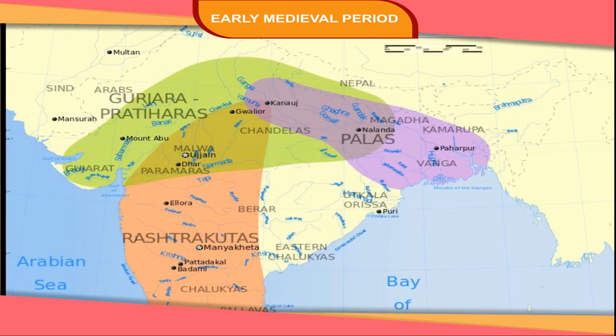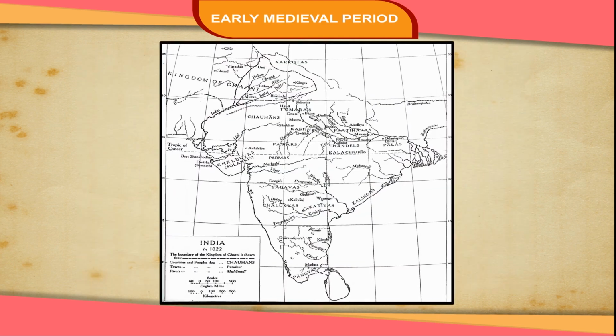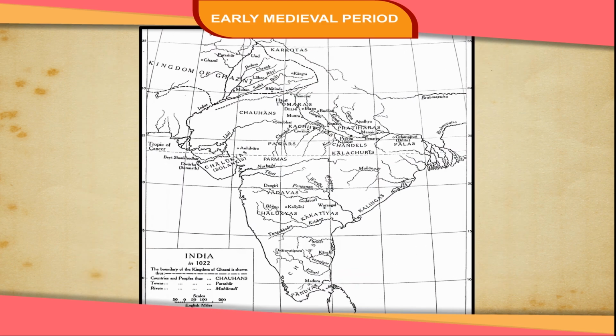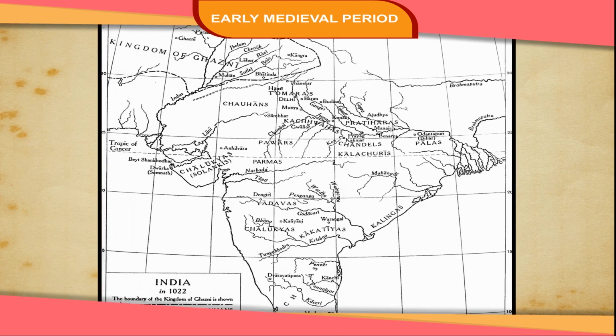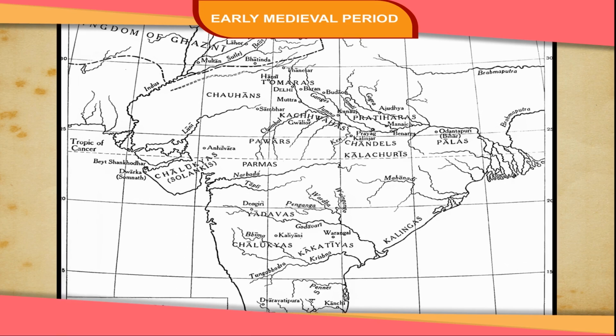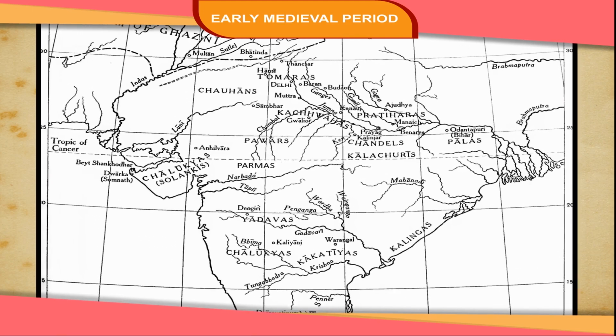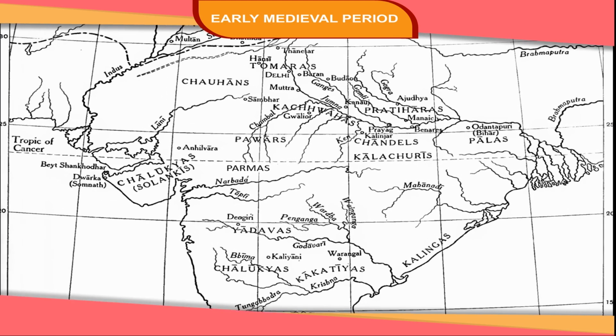Pratihars declined after they were defeated by Mahmud of Ghazni in 1018 CE. The four most important Rajput kingdoms that arose on the ruins of Pratihar kingdoms were the Chandelas of Bundelkhand, the Solankis of Gujarat, the Parmars of Malwa, and the Chauhans of Delhi and Ajmer.